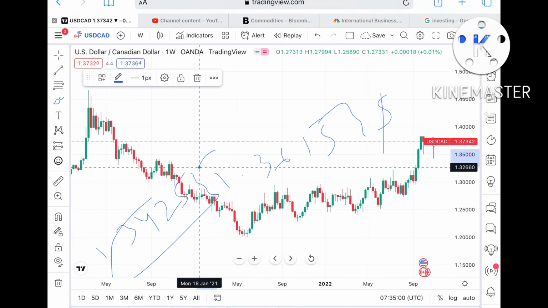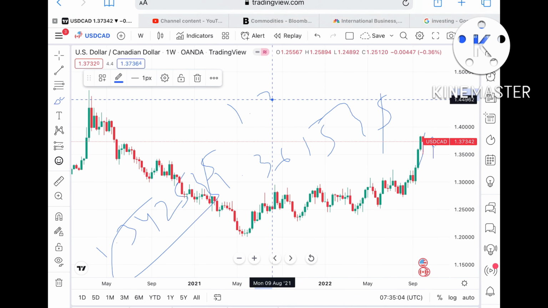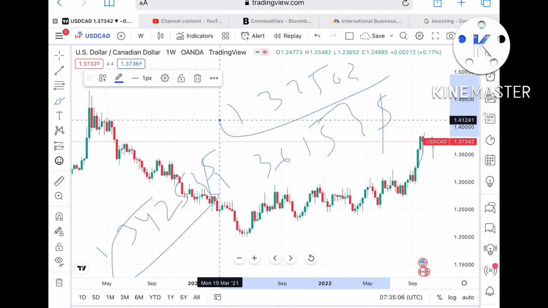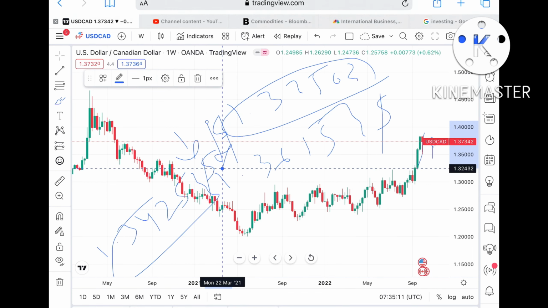$1.4253, and if that also doesn't sustain, then there is a high probability that it can move further low towards a level of $1.32563. Okay, and from there we can see it can move further down. Any doubt regarding this, you can mail me. I have given the mail ID in the description.